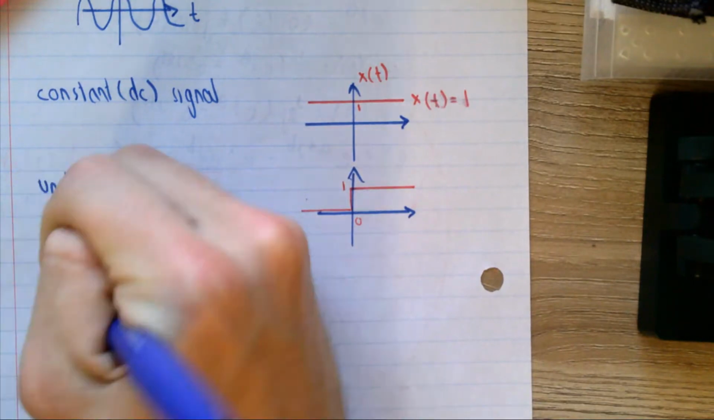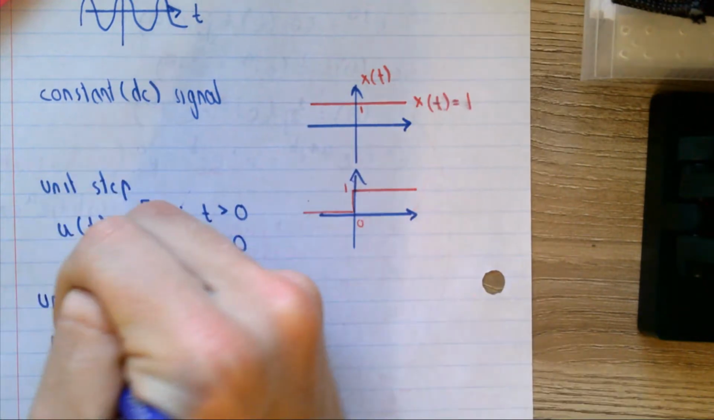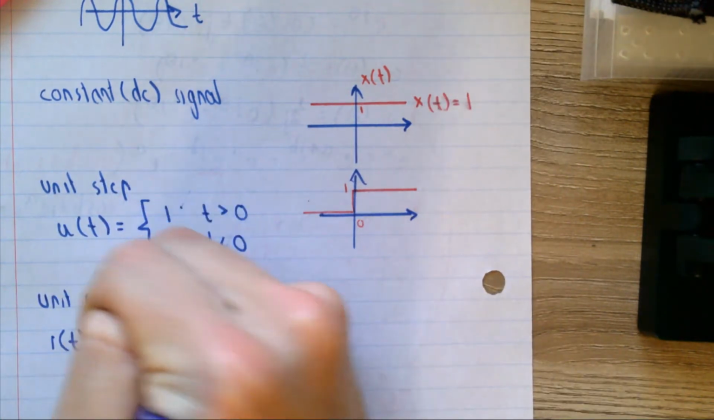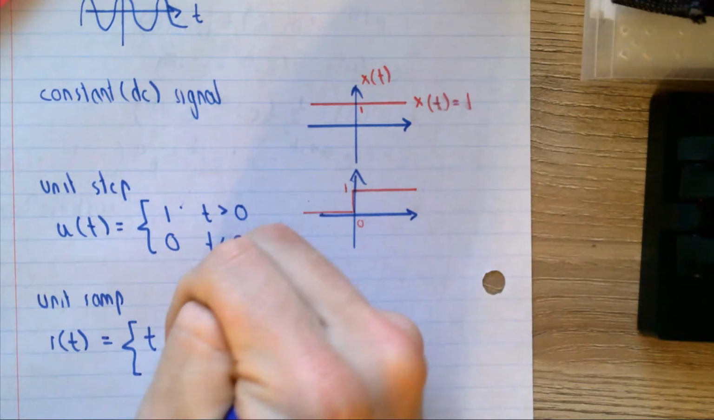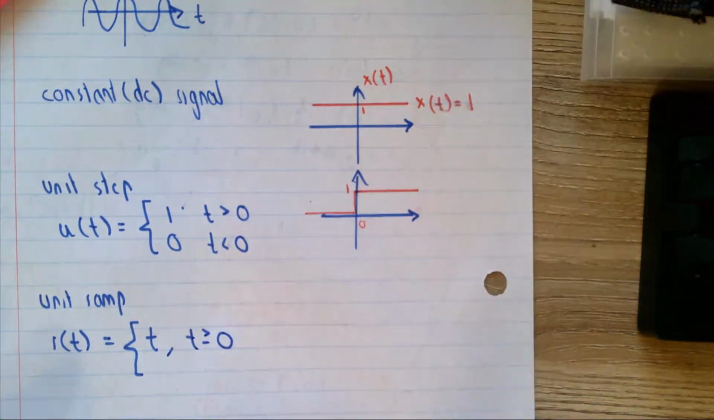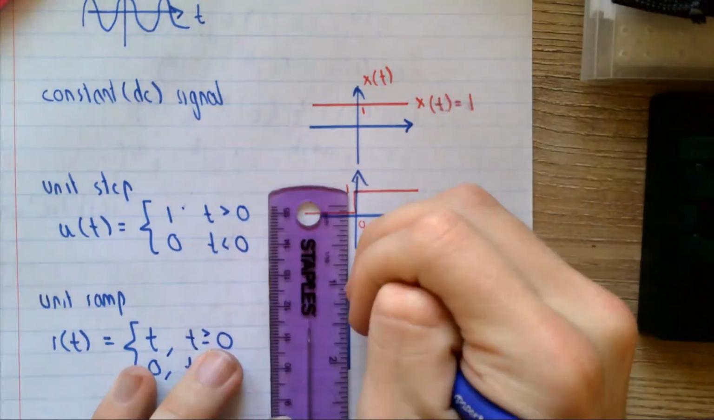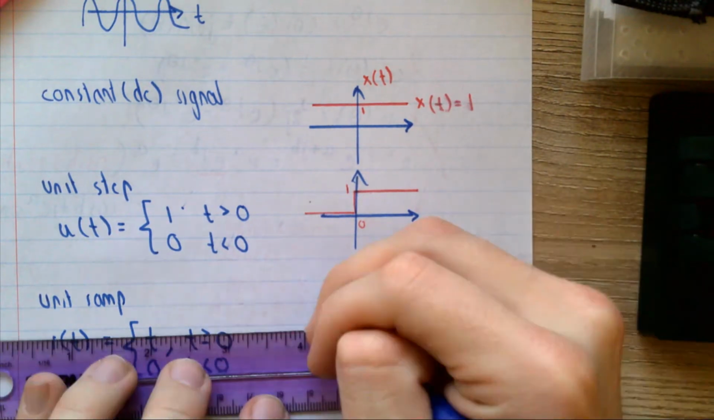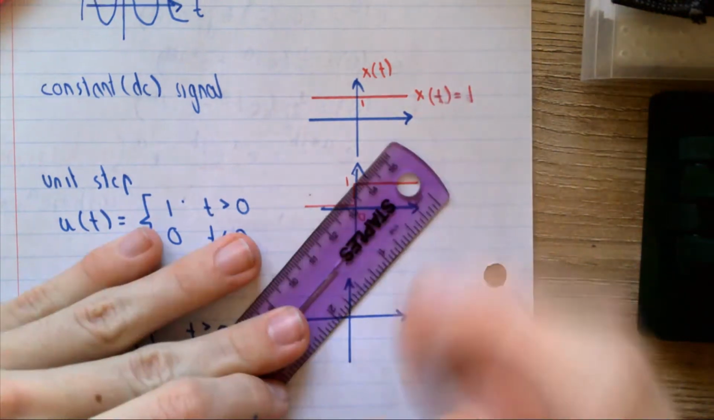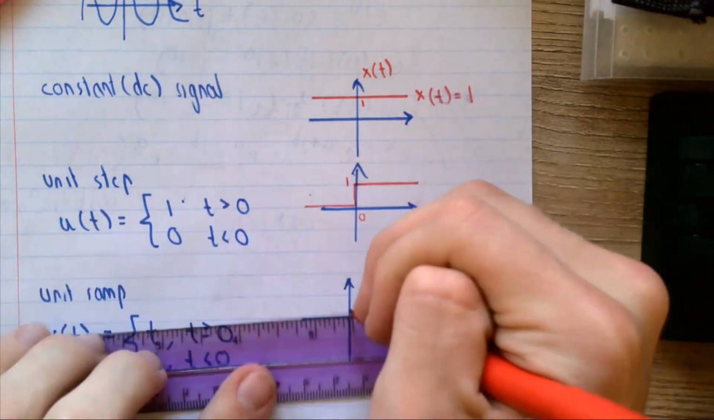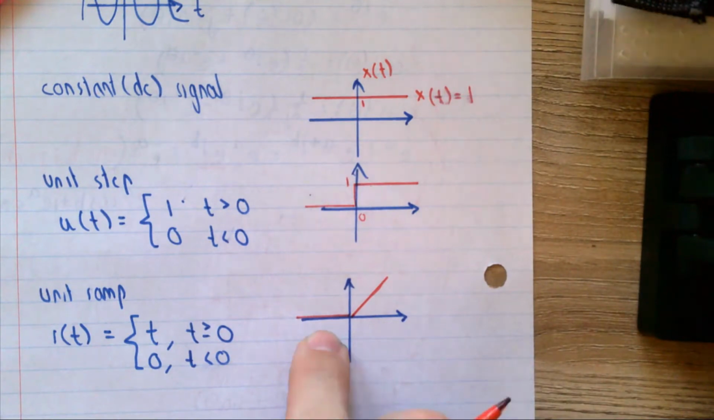Unit ramp is basically, we symbolize this by r of t, and it's going to be equal to t for time greater than or equal to 0, so it's just a constant increasing line, or it's 0 for t less than 0, so nothing happens before time equals 0. So what it's going to look like, if we draw it out, is a ramp for time greater than 0 with a slope of t, and then it's going to be 0 for time before.